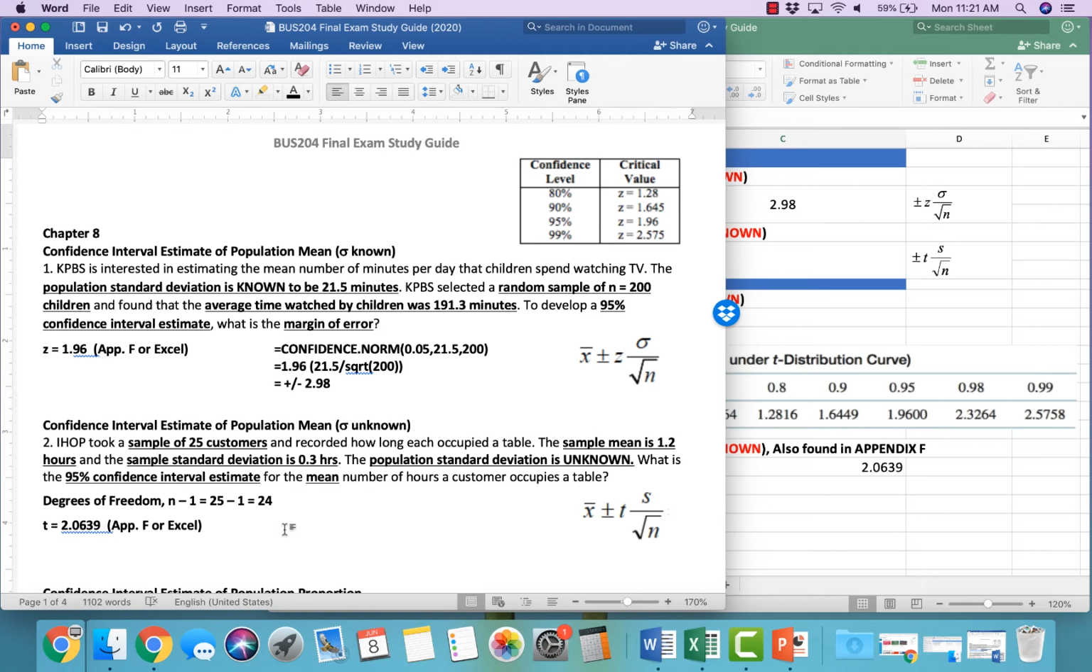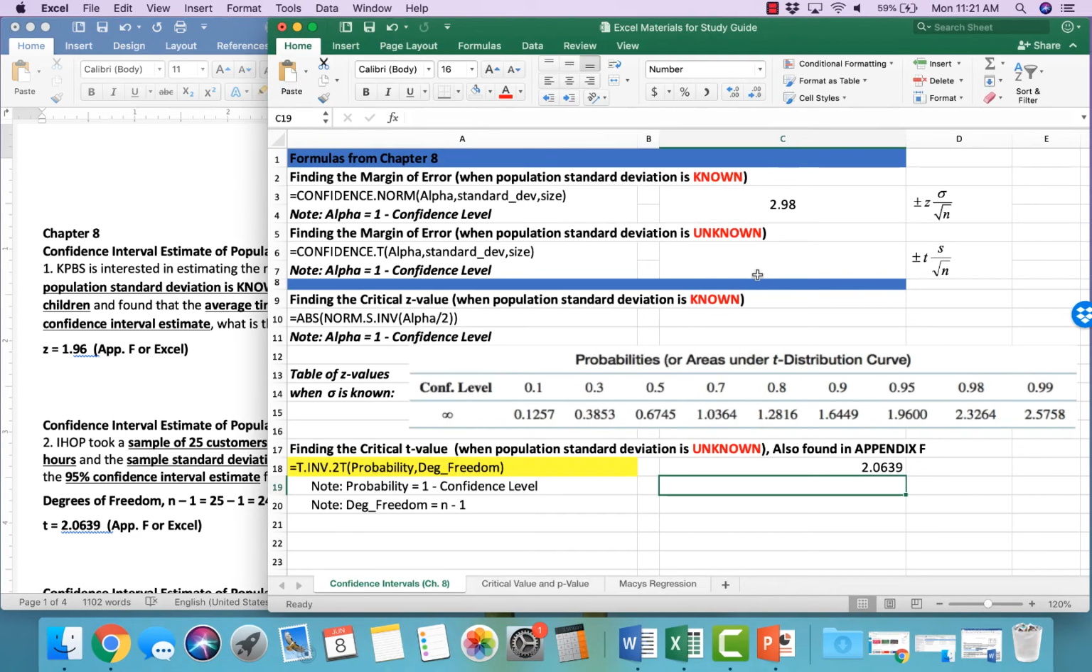And then we have the option of using Excel to find the margin of error or using the formula. In this case, we are looking for the confidence interval estimate, so we are working with the entire formula. The point estimate in front plus or minus our margin of error on the right side. And so we're finding the margin of error when we don't know the population standard deviation, which you can see is this formula right here.